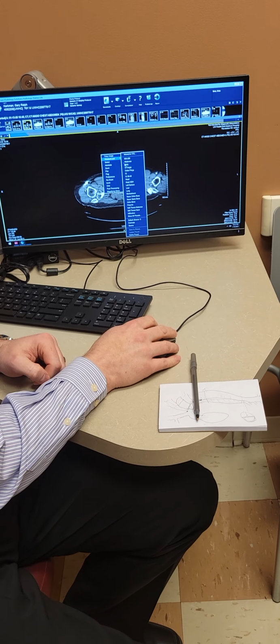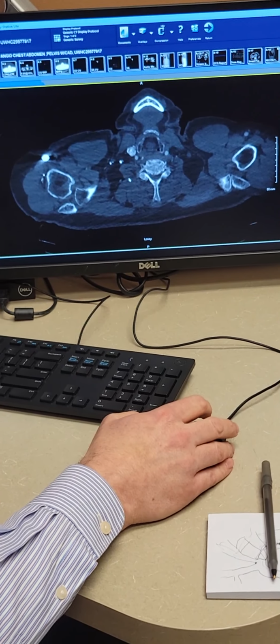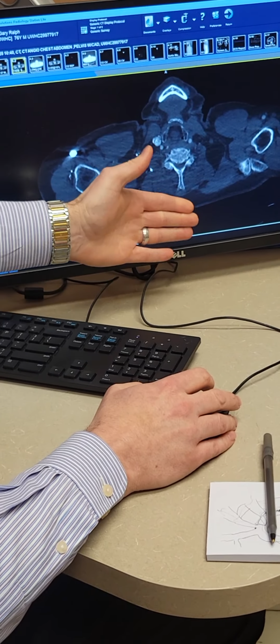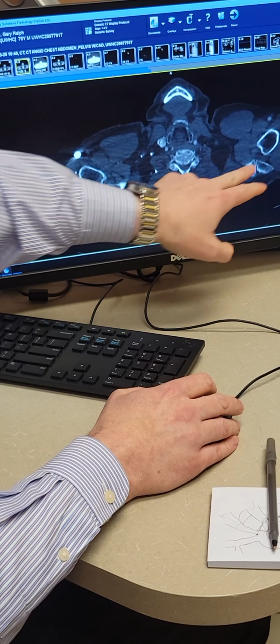So this is a couple views. I'll show you this view first. This is what's called the axial images. So this is like slicing your body like a loaf of bread. So this is your back, your front, that's your chin. We're about at the shoulder level here.